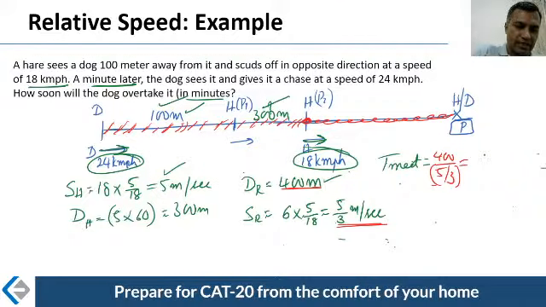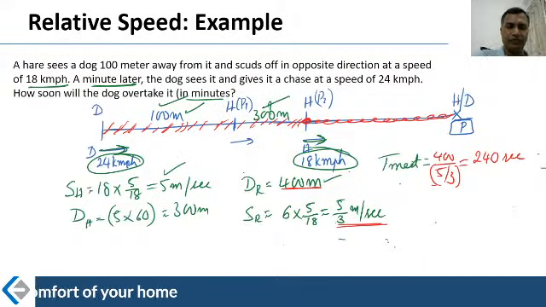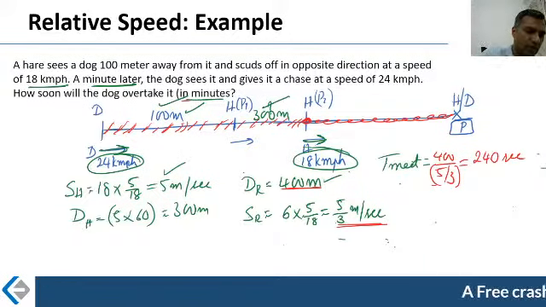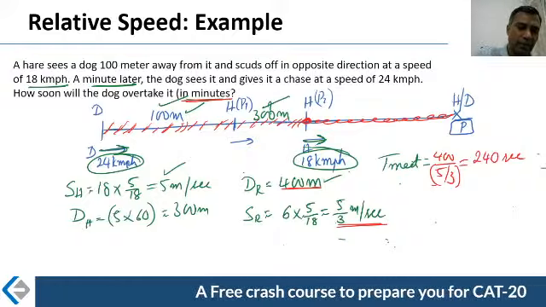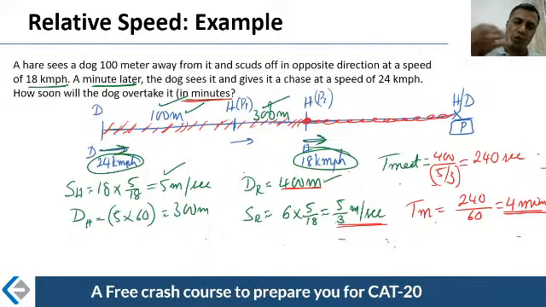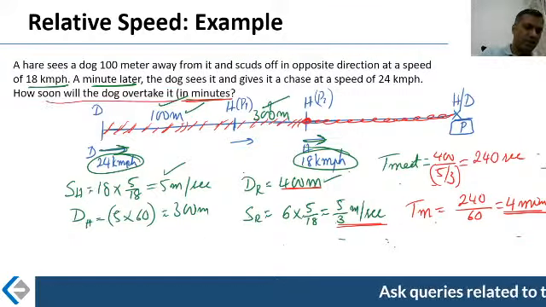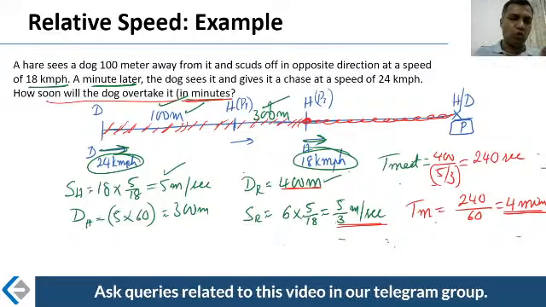So you get it as 80. 80 into 3, that is 240 seconds. But the author said that I want the answer in minutes. If you want it in minutes, then time in minutes is 240 seconds divided by 60. You will say that they are going to meet after 4 minutes. Whenever the dog noticed it, it takes 4 minutes from that instance to catch up with the hare. The dog will take 4 minutes to overtake this particular hare.